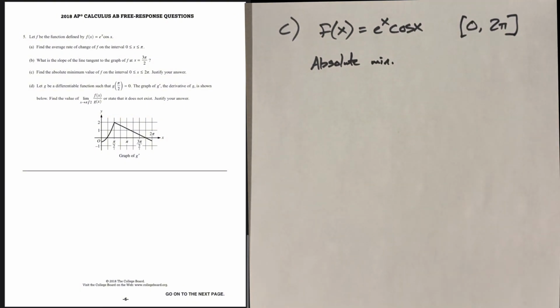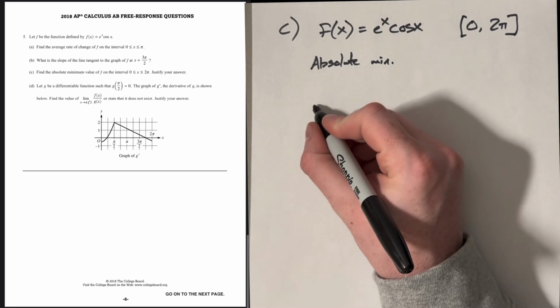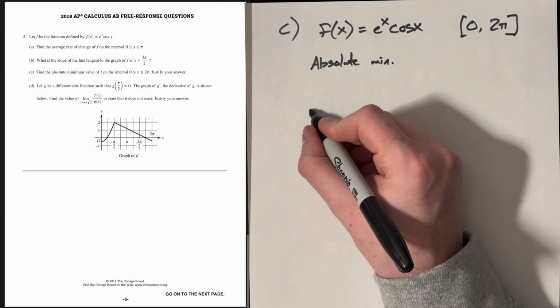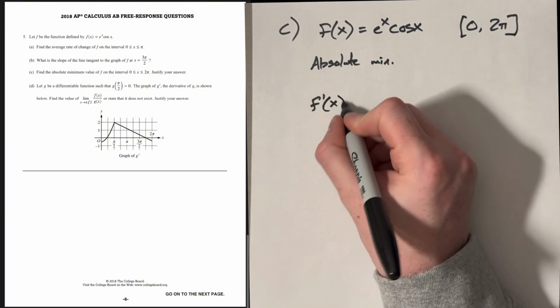Now, absolute extrema, we know, only occur at relative extrema or endpoints. And the way that we find that is by using our candidates test, right? We'll find our relative extrema, we'll find the endpoints, and we'll plug in these values and see which one gives us the smallest value. So before we do that, let's find the relative extrema.